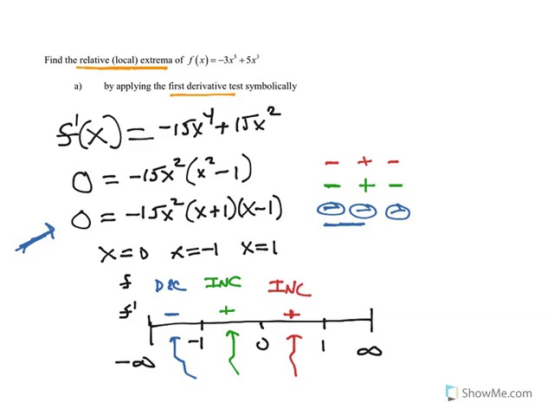And then if we do our last interval, we'll test a number here. If I put in a 2, it's going to be negative on the first factor, positive on the second factor, and positive on the third factor. So that's going to get us a negative times a positive, which is negative, times a positive is negative, and that will tell us that f is decreasing.